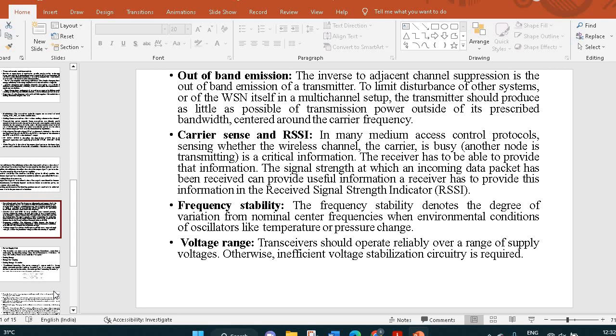Frequency stability. The frequency stability denotes the degree of variation from nominal center frequencies when environmental conditions of oscillators, like temperature or pressure, change. Voltage range. Transceivers should operate reliably over a range of supply voltages. Otherwise, insufficient voltage stabilization circuitry is required.